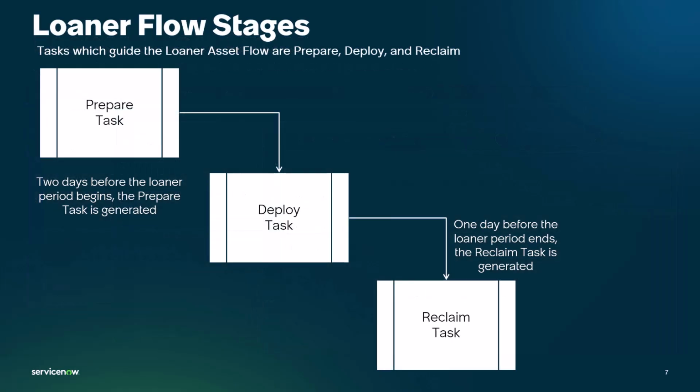So the different stages the flow goes through, the very first one, is the prepare task. And that's where the person fulfilling the loaner asset request is going to specify which asset is going to be loaned out. So they may have 5 different laptops of the same model. The technician's going to go ahead and assign a specific asset to this request. And this prepare task is generated 2 days before the start date, which gives the technician enough time to get that device operational. This value can be changed, but by default, it's 2 days.